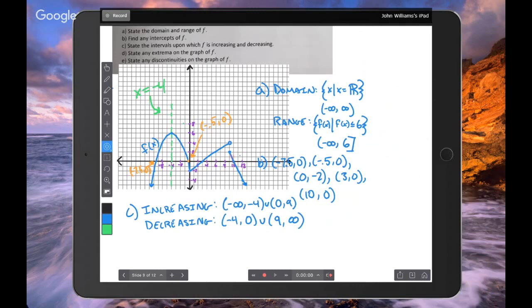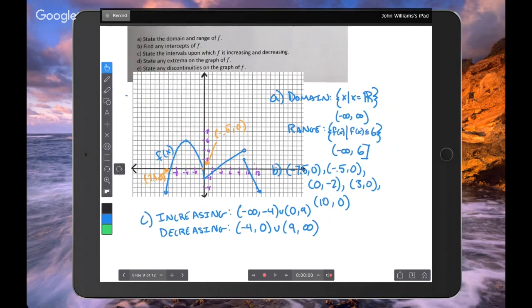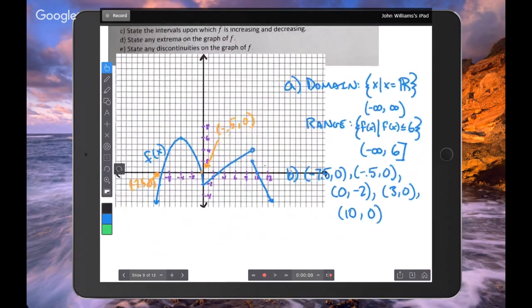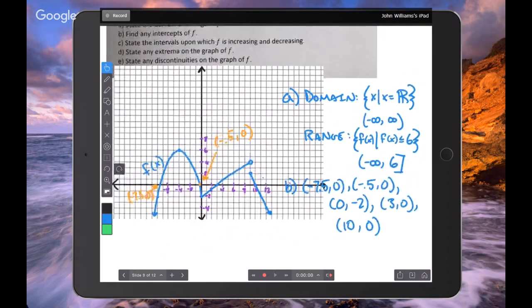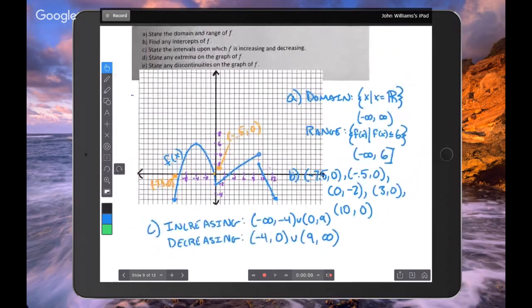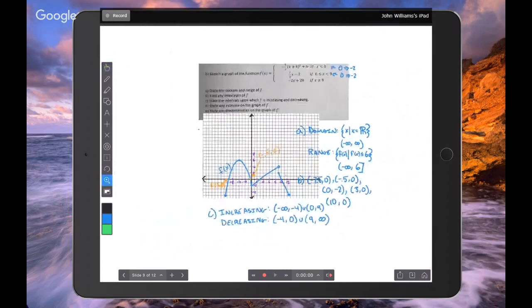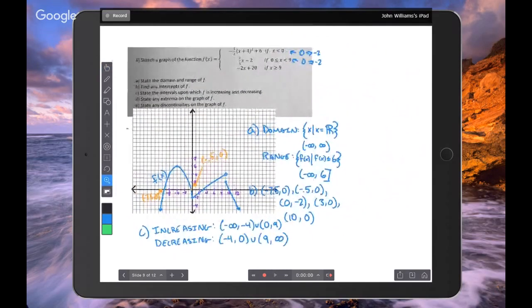Wait, where'd my max and min go? Did I lose them? I lost them. I did a max and min. Oh, well, they're gone now.